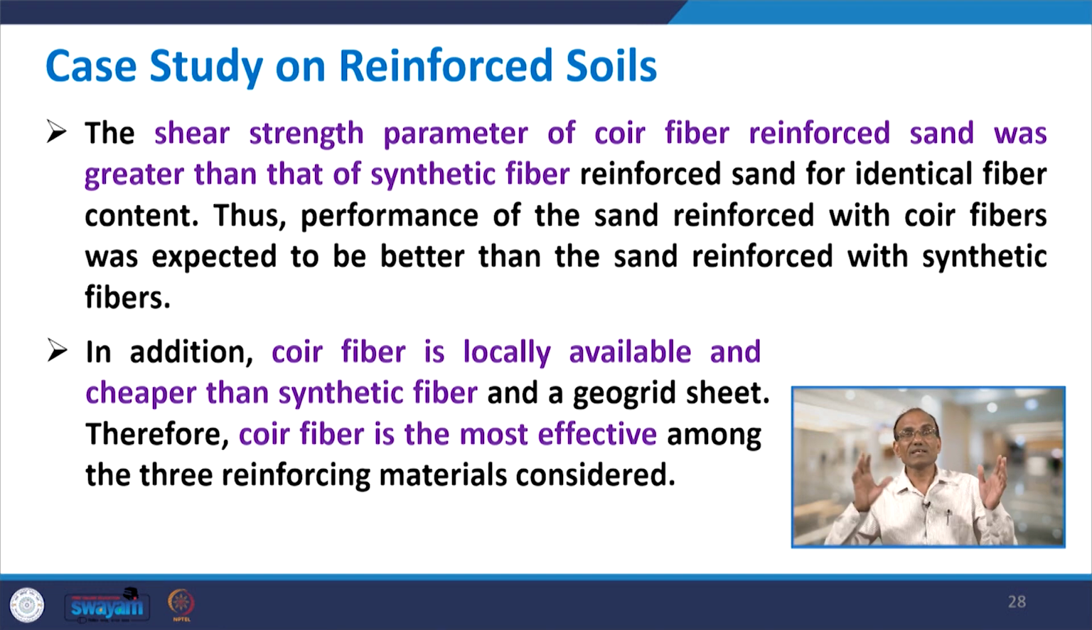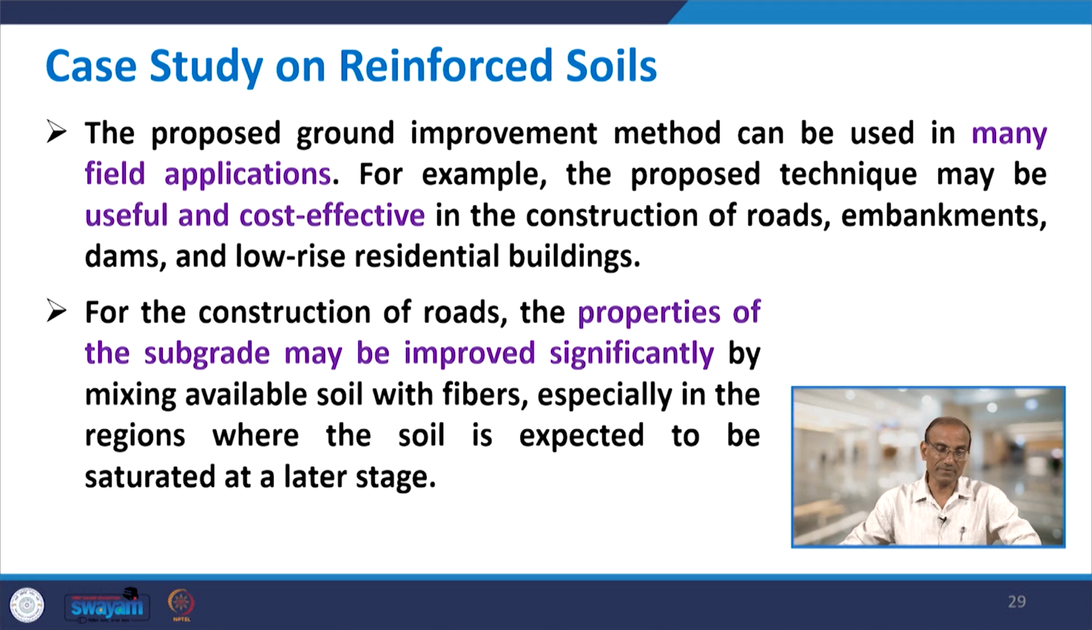First of all, the effectiveness of coir fiber was better compared to synthetic fiber and far better than the geogrid sheets. Second, they are locally available, and third, they are economical. So, that is why it was going in favor of coir fiber. The proposed ground improvement method can be used in many field applications.